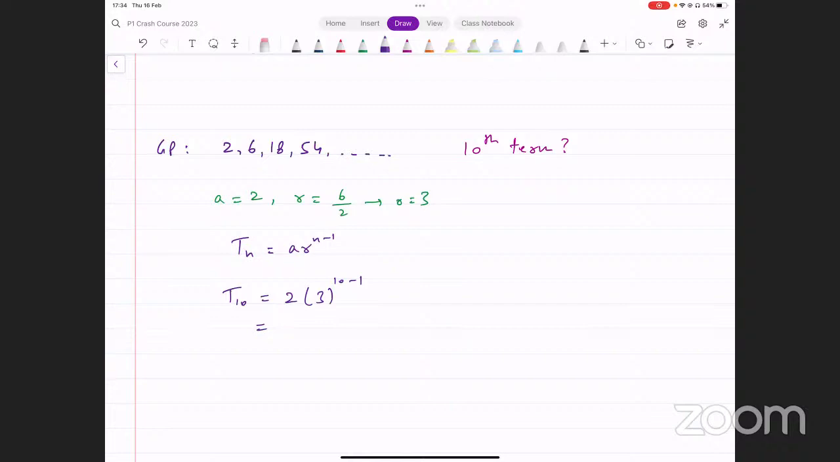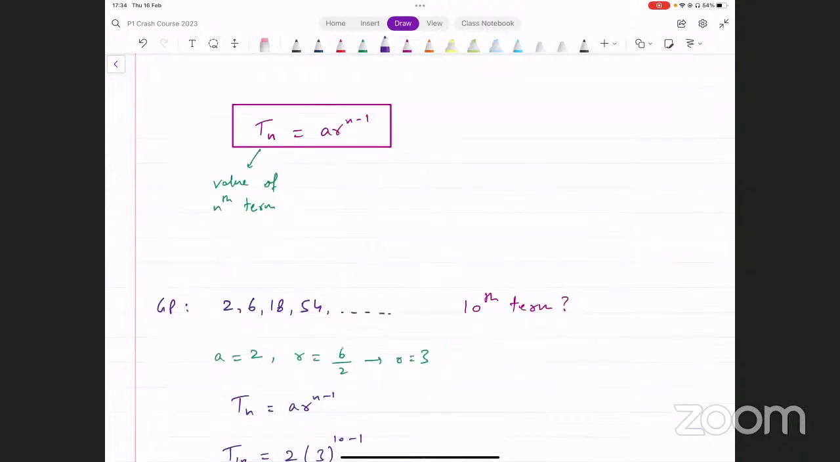This turns out to be 39,366. This is the 10th term of this sequence. All right. So this is how you use the nth term formula in this case for a GP, for a geometric progression.